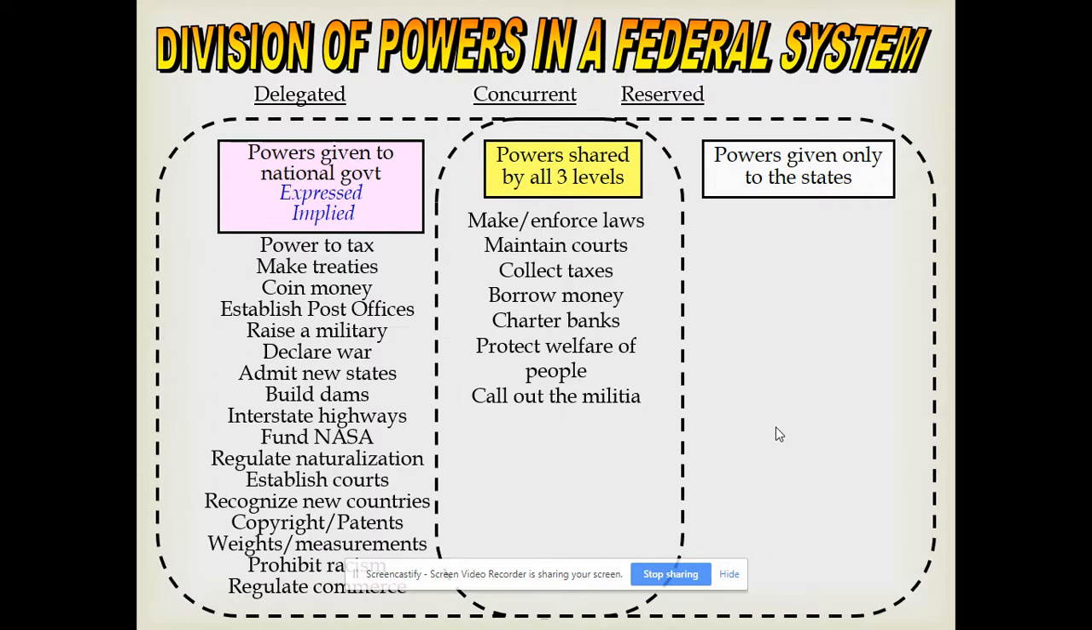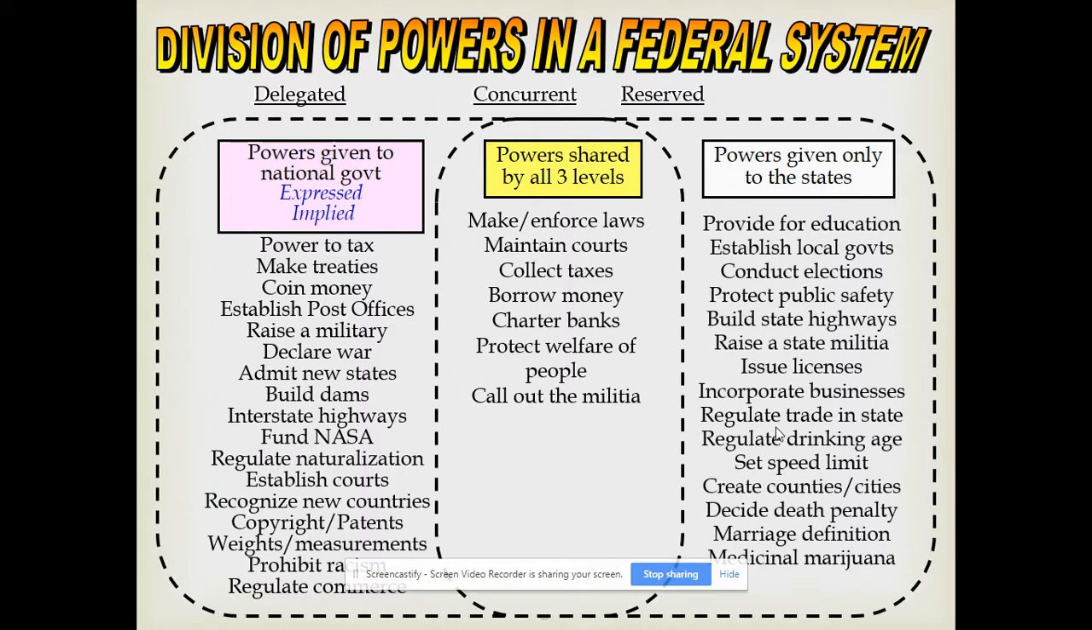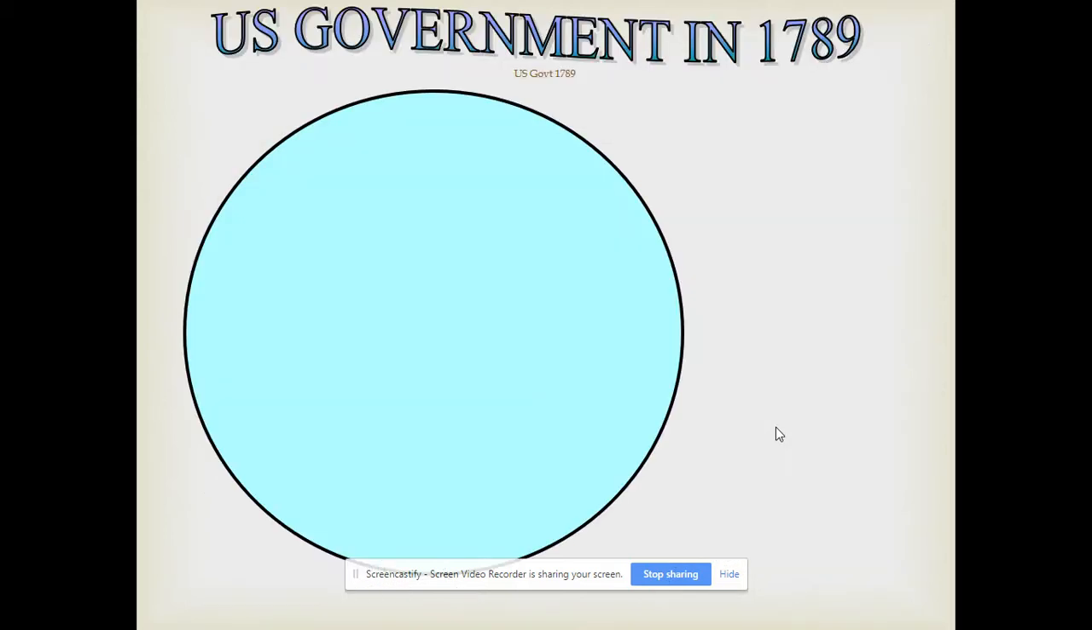Okay, so power shared by all three levels. That's local, state, and federal government level. And then power only given to the states. So originally, education was only supposed to be at the state level or the local level. And you can see the different things. Marriage definition was a state issue until the Obergefell Supreme Court decision a few years ago in the 2000s.